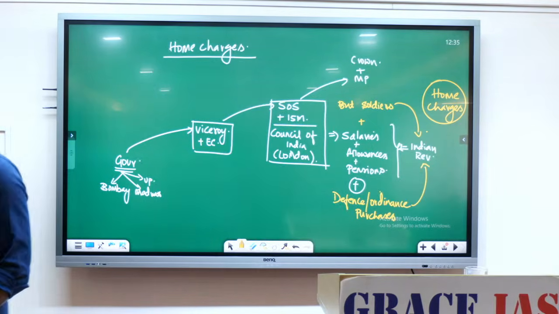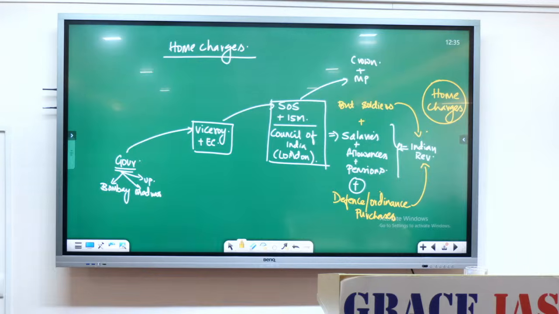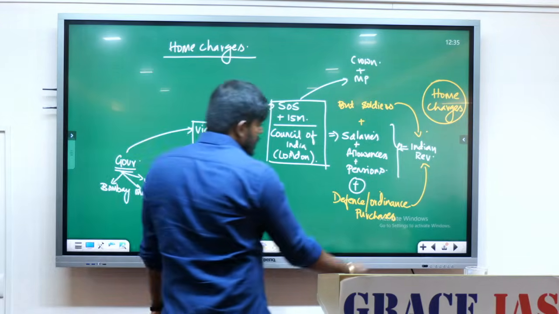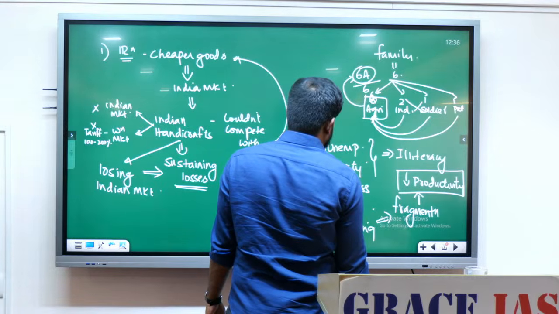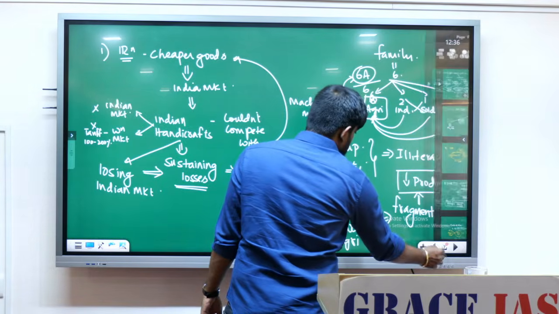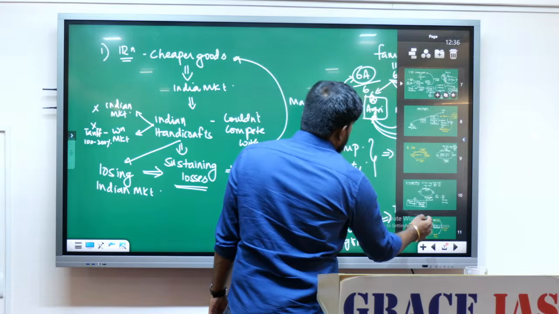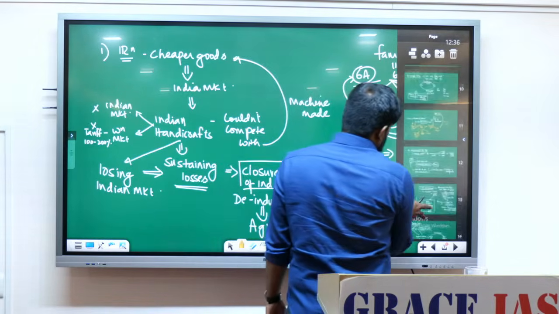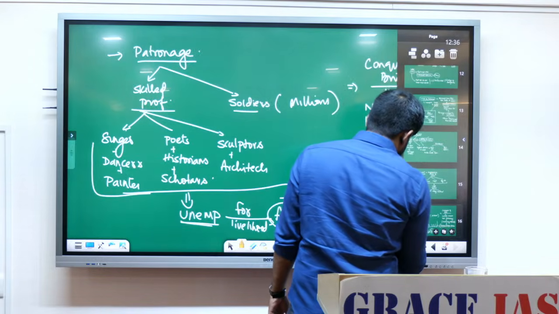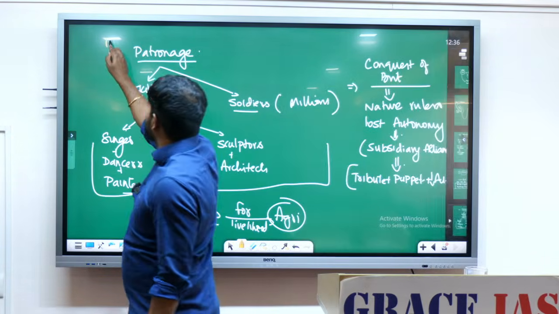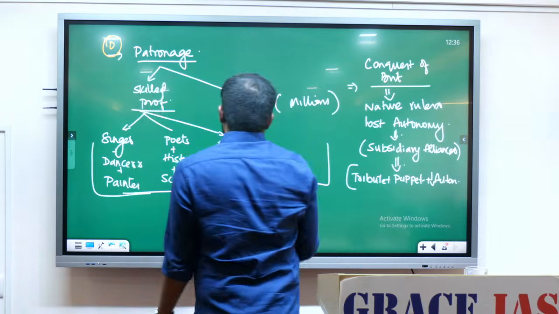Okay. So, now, how many points are over? 11th, okay. This is the 10th and home charges is the 11th.